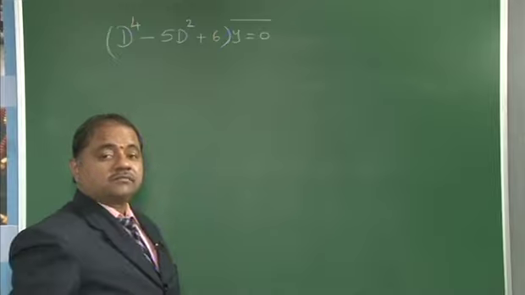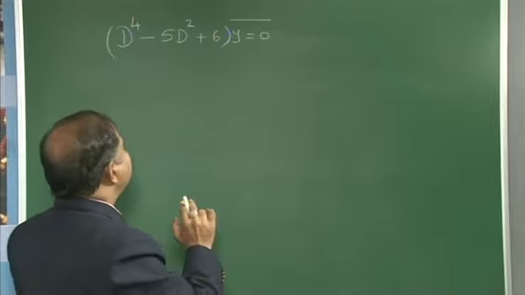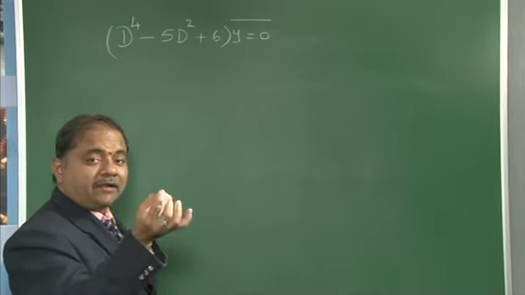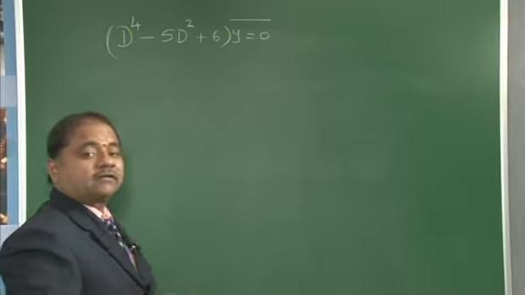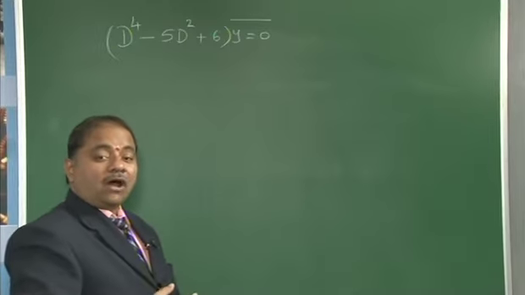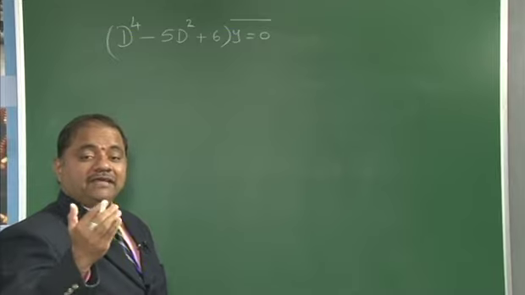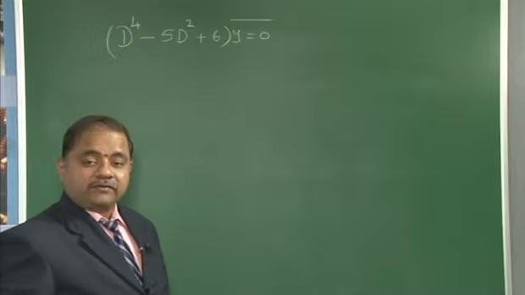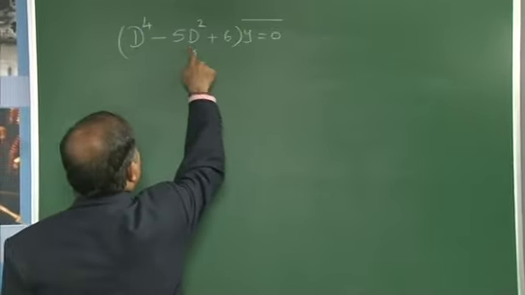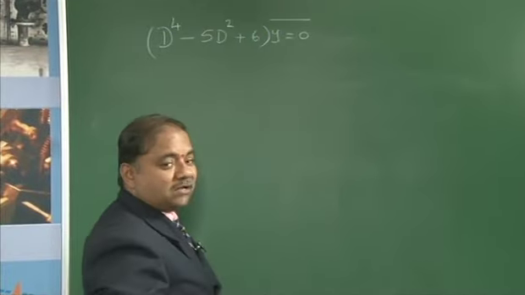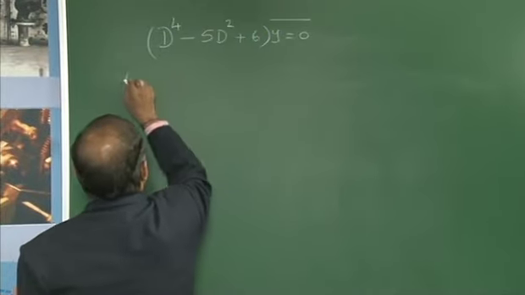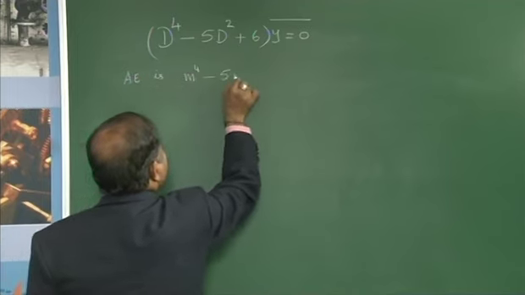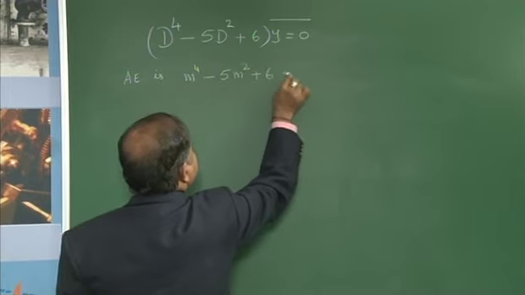What is the difference you are observing? In the previous problem, you have seen d power 4, d cube, d square, d and the constant. All the 5 terms are there in the previous problem. But now it is not so. Only even powers are there: d power 4, d square and the constant. D power 4 minus 5d square plus 6. So write the auxiliary equation, m power 4 minus 5m square plus 6.